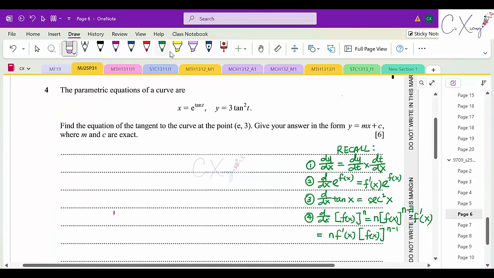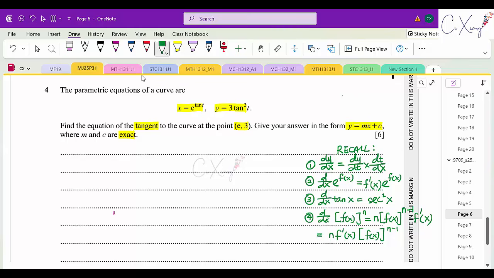Okay, so question number 4. We are given the parametric equation of the curve and this is what we have. Then they want us to find the equation of the tangent to the curve at the point. Give your answer in the form y equals mx plus c, where m and c are exact. So highlight the keyword exact. For this question, it wants us to form the linear equation, which is the equation of the tangent.